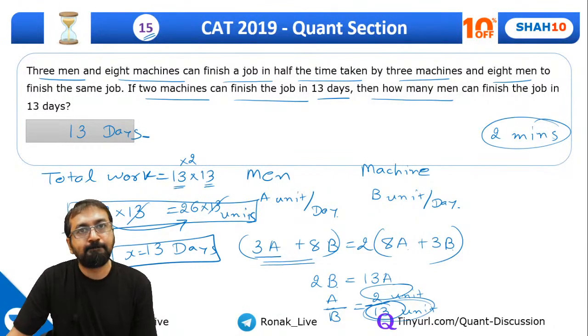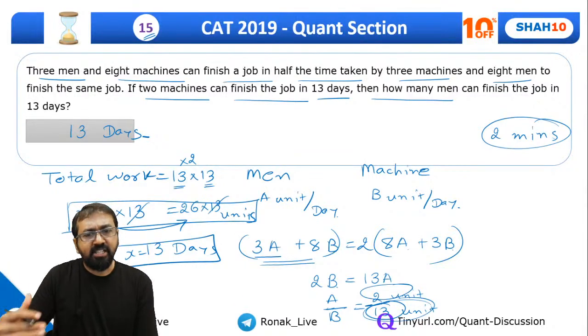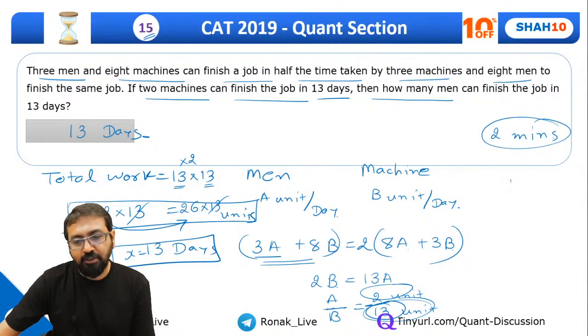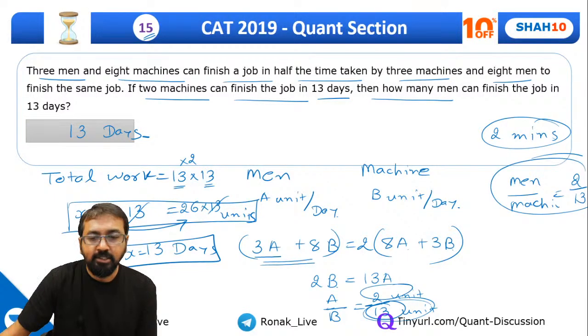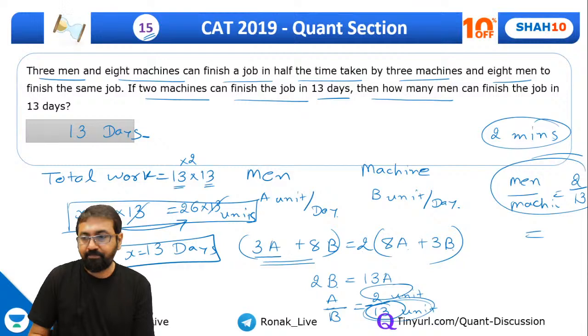Yes, everyone? Once again, we have done it in a very step-by-step manner. The only thing was you had to find out the ratio of efficiency of man and machine. Once you have that ratio of efficiency, it came out to be 2:13. The question is actually very simple, right? So this is what you had to find out.